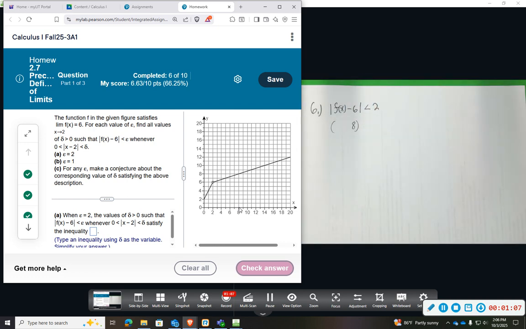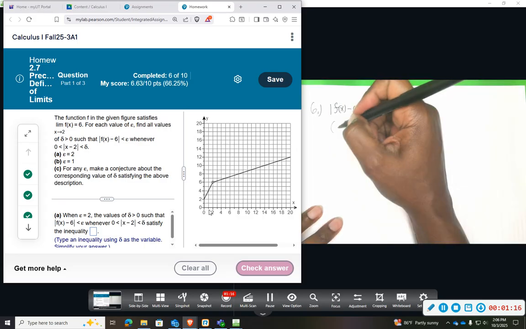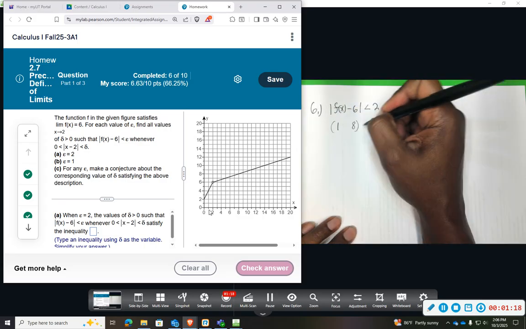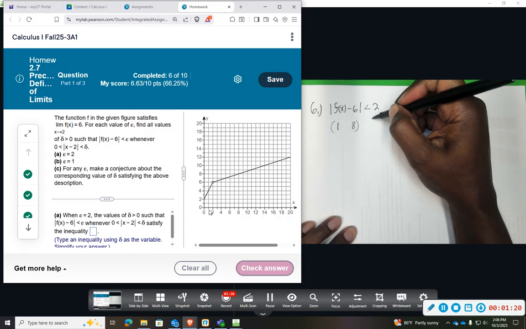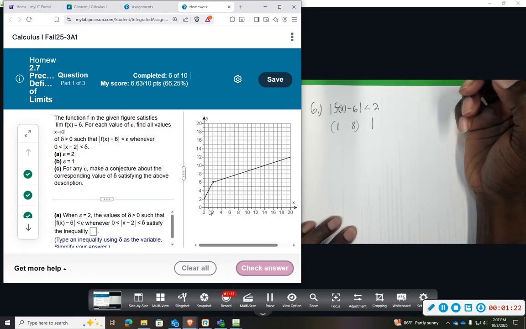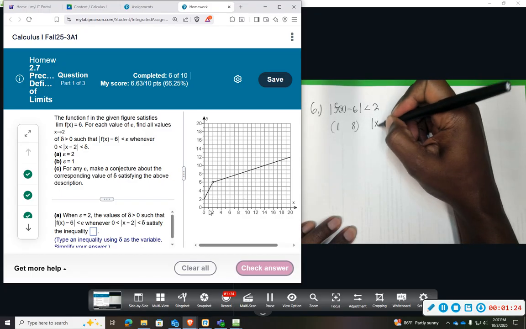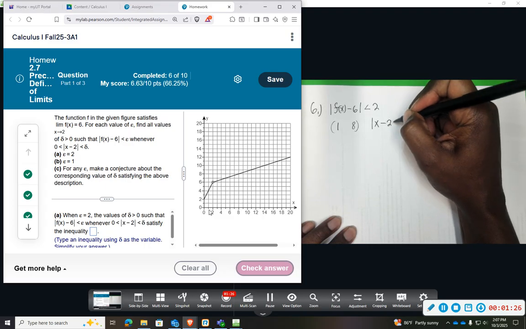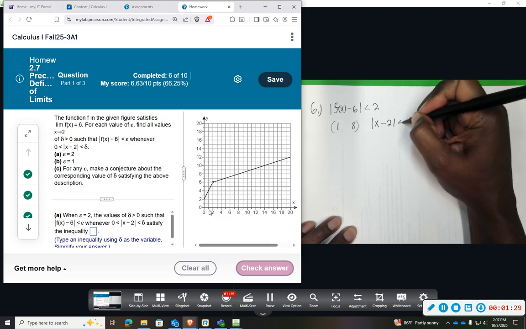and that gives us a coordinate of 8. And then if I go back to 6 and then I go down 2 and find out the corresponding value, we get a 1. So we're going to be using these values to compare and find corresponding delta values for the expression absolute value of x minus 2 is going to be less than delta.